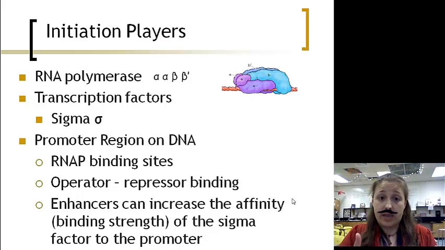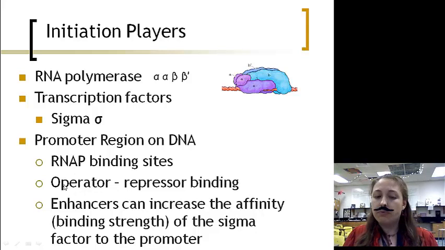Now, RNA polymerase has 4 subunits: 2 alphas, a beta, and a beta prime that make up the RNA polymerase. Transcription factors also come into play, specifically the sigma factor. There are many types of sigma factors. The promoter region on the DNA is another thing in the initiation. The RNA polymerase must bind to this promoter before it can actually go and transcribe the gene.